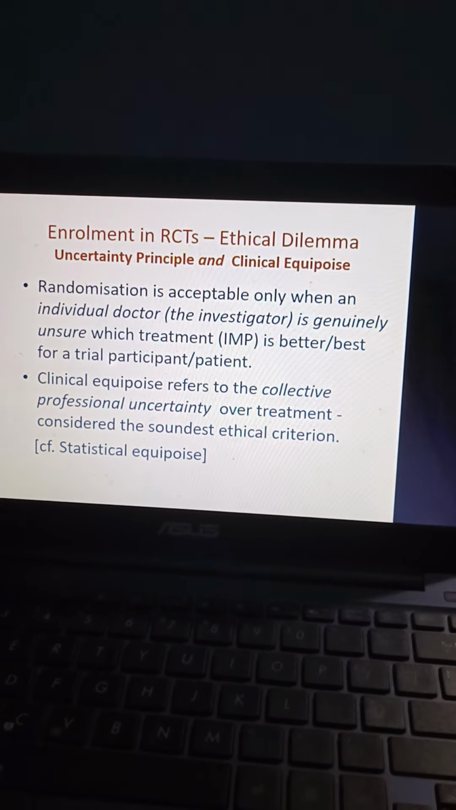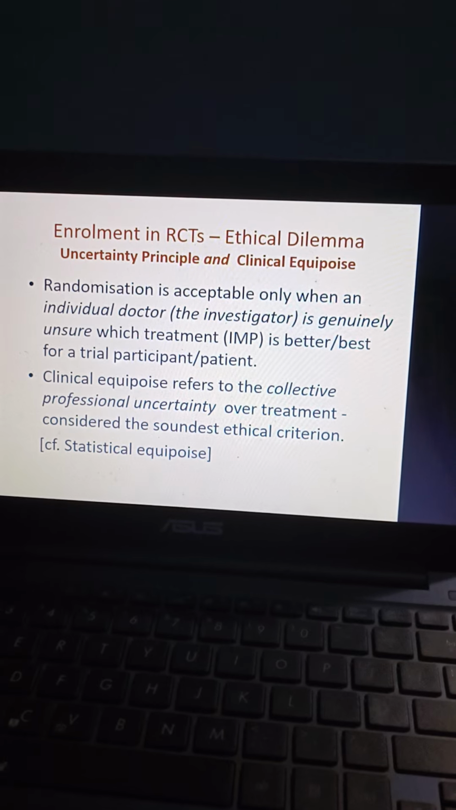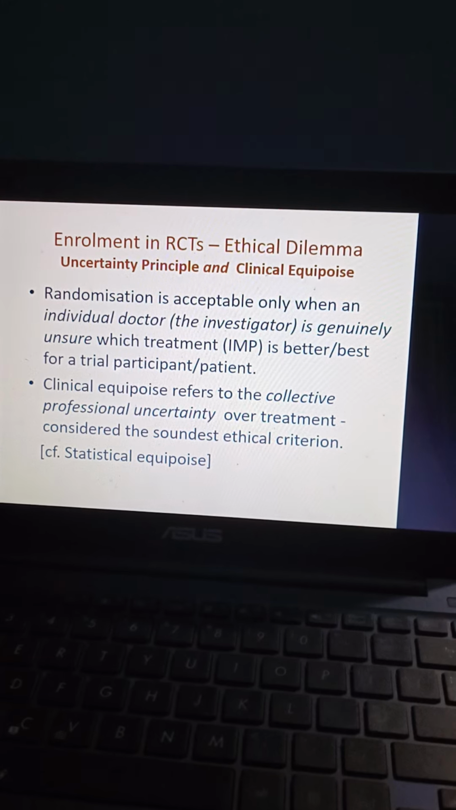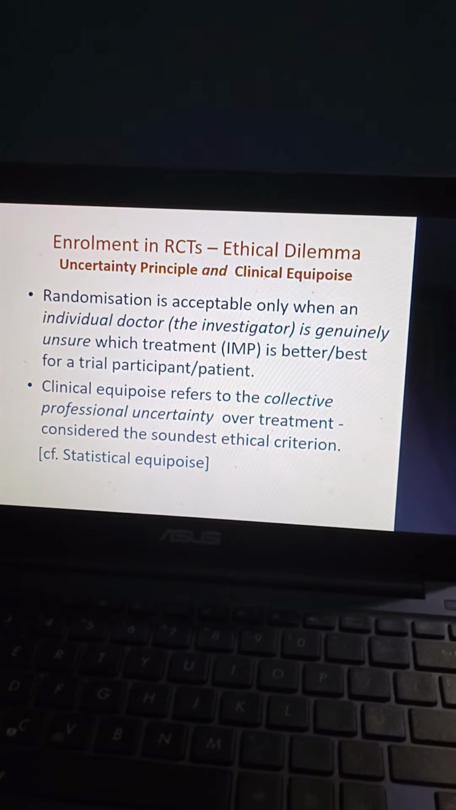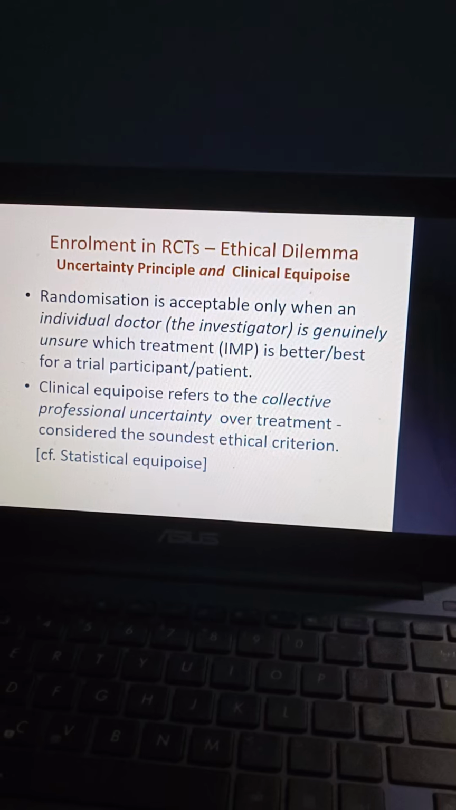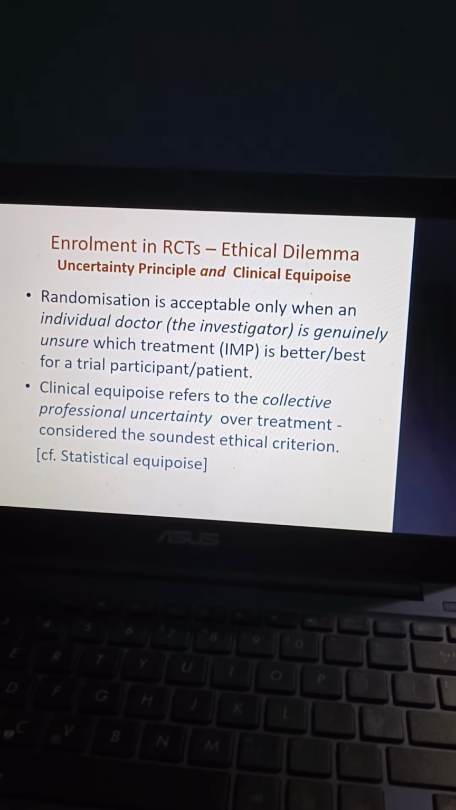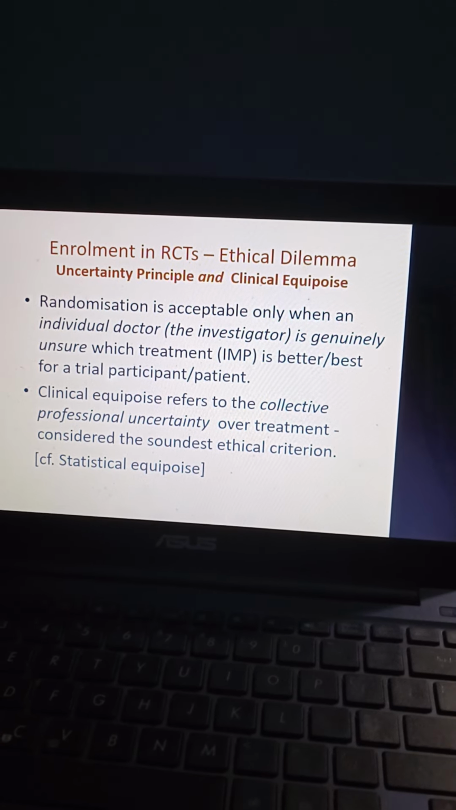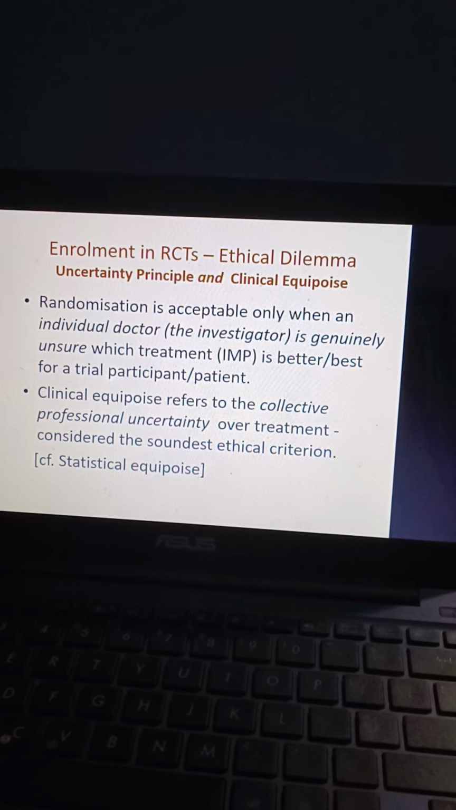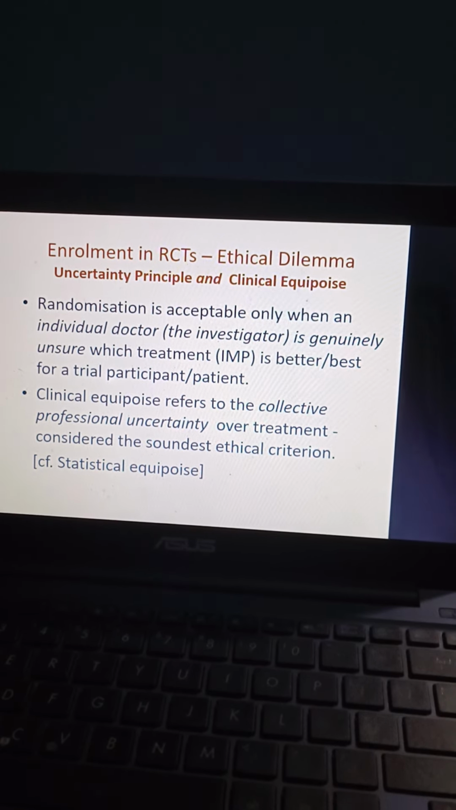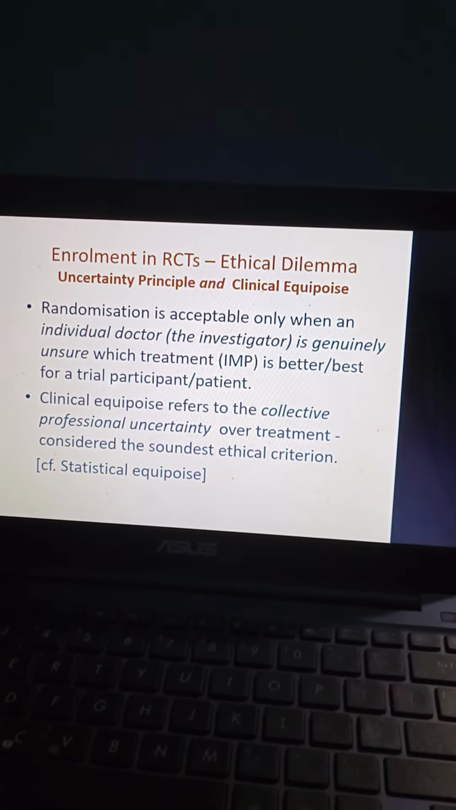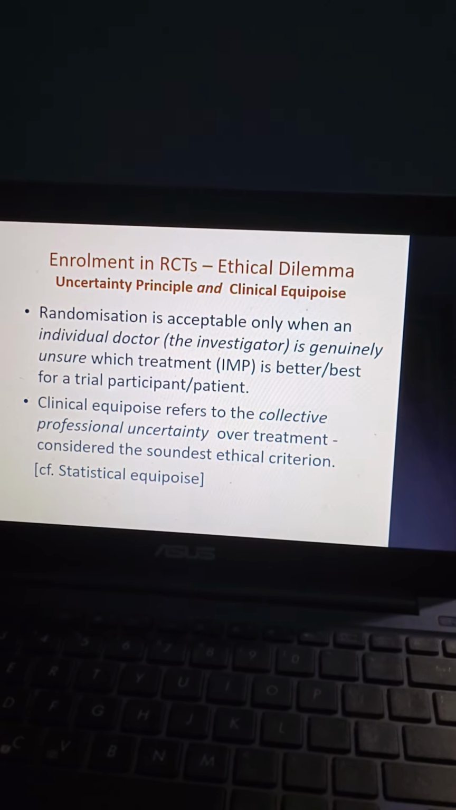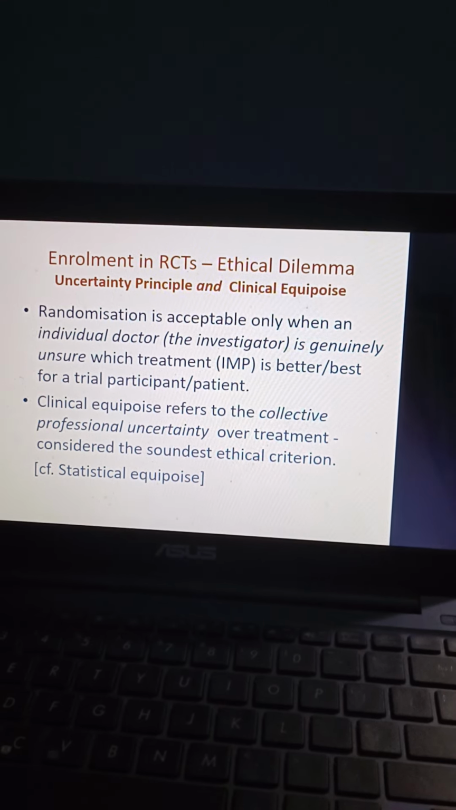Then enrollment in RCTs, randomized controlled trials, ethical dilemma, uncertainty principle, and clinical equipoise. Randomization is acceptable only when an individual doctor, the investigator, is genuinely unsure which treatment, IMP, investigational medicinal product, is best for a trial participant patient. Clinical equipoise refers to the collective professional uncertainty over treatment. Consider the soundest ethical criterion, statistical equipoise.